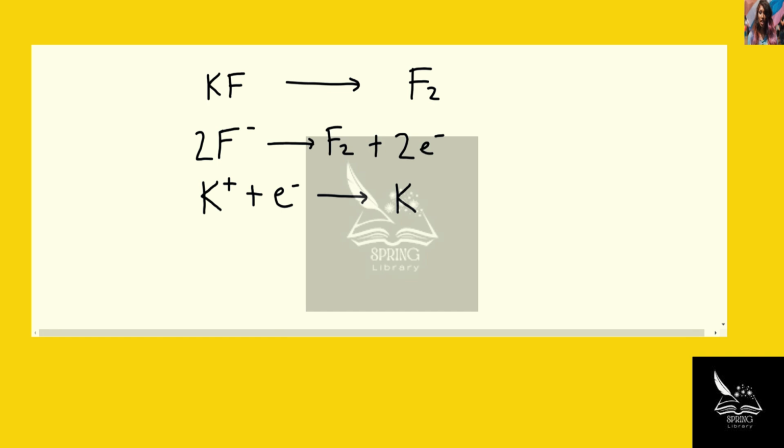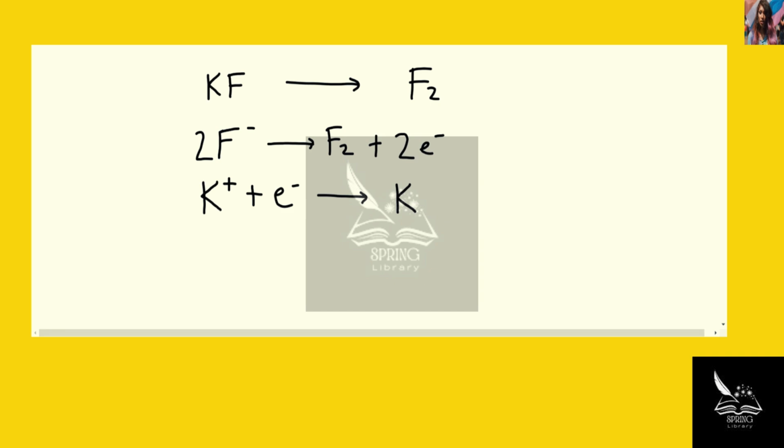To go from F- to F2 gas, we know that this is the half reaction that corresponds to it, meaning that F- is oxidized to F2 gas. And that must mean that K+ is reduced to solid potassium. And that corresponds to this half reaction where we add an electron to K+ to plate it out as a solid metal.